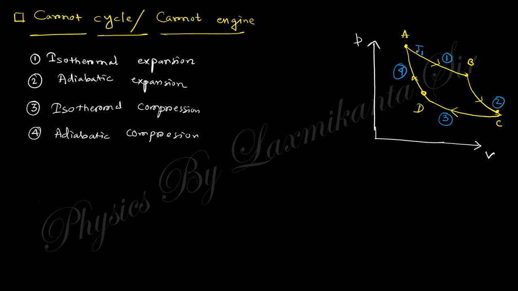During this process the temperature is T1, and during this process the temperature is T2, right? So isothermal expansion, that is A to B, then adiabatic expansion B to C, then isothermal compression C to D, and adiabatic compression D to A. See, this comes back to the initial point. That's why this is called a cycle, and this was first taken by Carnot. So that's why this is the Carnot cycle.